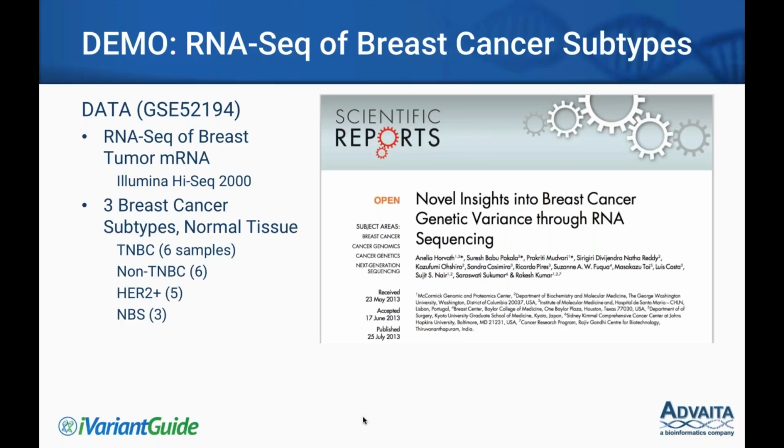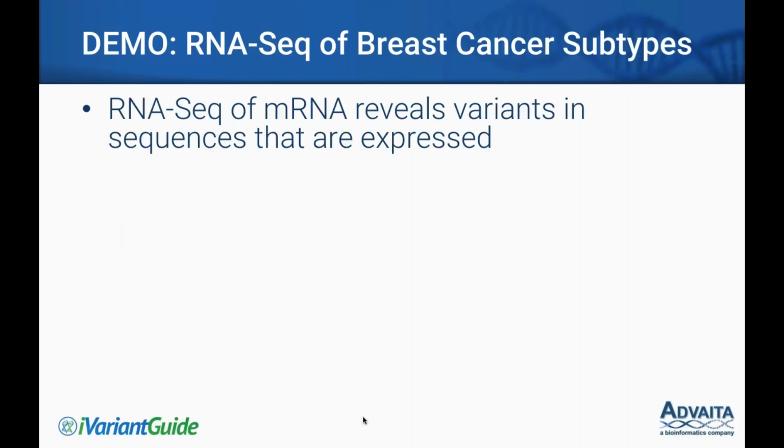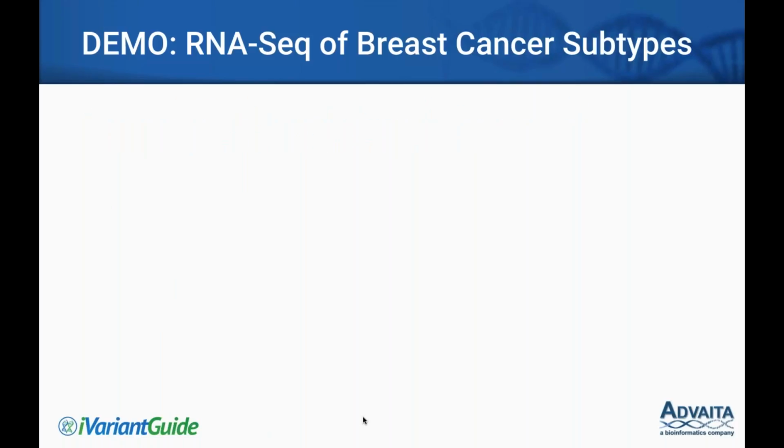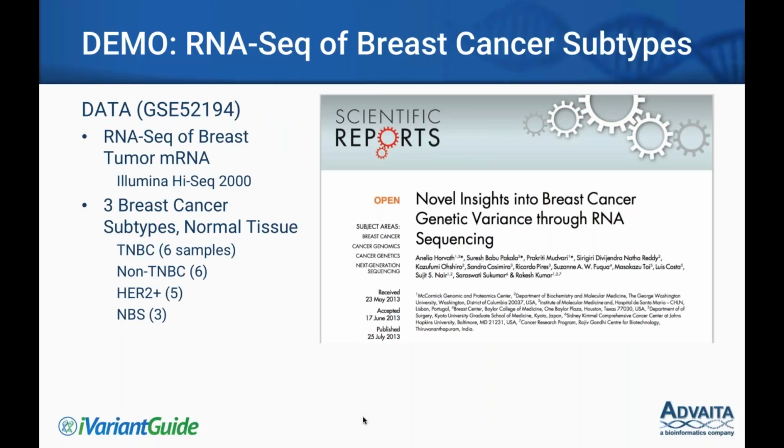So let's get to the meat of it. Our demo data set is RNA-seq of breast cancer subtypes. This was done using an Illumina HiSeq 2000 on mRNA from breast tumors from 3 different breast cancer subtypes, as well as normal tissue. So in total, we have 20 samples, and the 3 different subtypes are TNBC, which is triple negative breast cancer, non-TNBC, and HER2 positive.